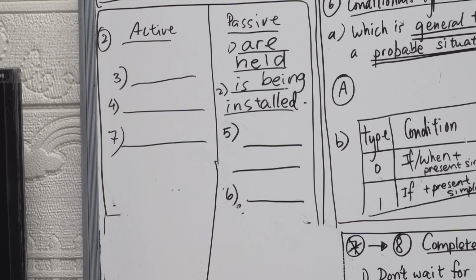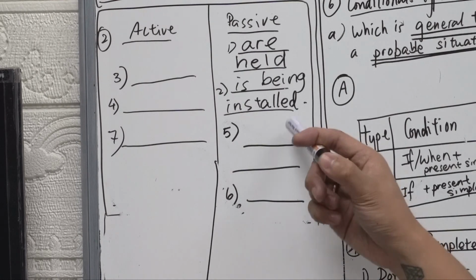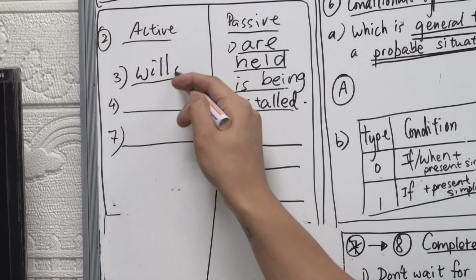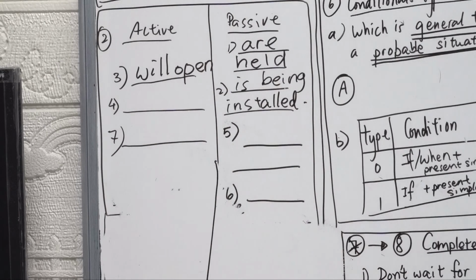Alright. Question number 3. In the active side, we have to read the passive side first. Now it's the opposite, right? The new gym will be opened by the mayor. The new gym, object, will be opened, verb, by the mayor, subject. So it will become the mayor will open. Very easy, right? The mayor will open the new gym. Then the mayor will open the new gym. Alright, have you written it down?